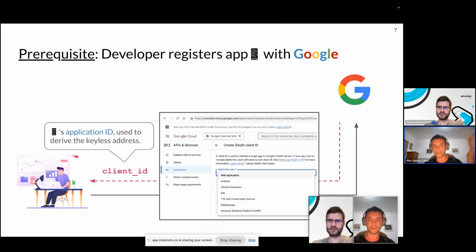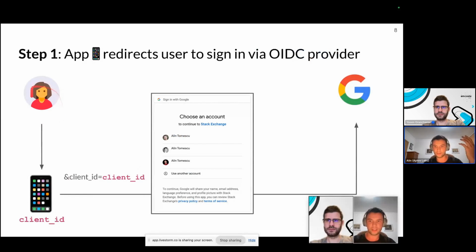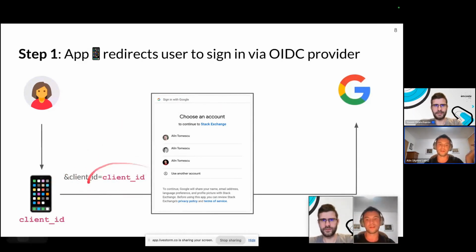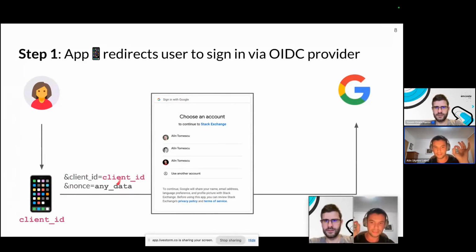All right, so now that you have this client ID and you've deployed your DApp online at metamask.com, let's say, your users are going to go to your DApp and they're going to be taken to a sign-in with Google prompt when they sign into your DApp. And importantly, that URL actually contains the client ID. So the DApp redirects you to a Google URL with this client ID. And most crucially, what the DApp can do is it can actually put any arbitrary data in that URL.